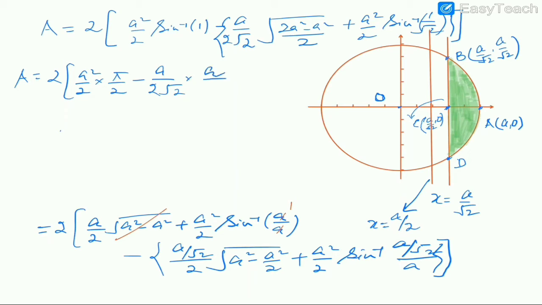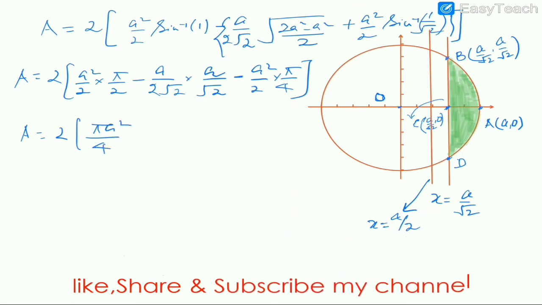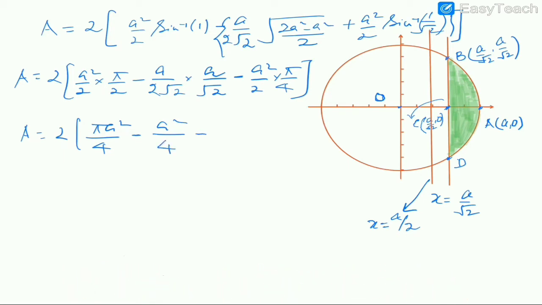into a upon root 2 minus a square by 2 sin inverse 1 by root 2 is pi by 4. So, we have A is equal to 2 times pi a square by 4 minus a square upon 2 into root 2 into root 2 is 2. So, we have a square upon 4 minus pi a square by 8.